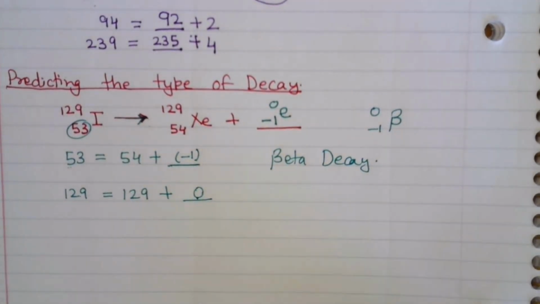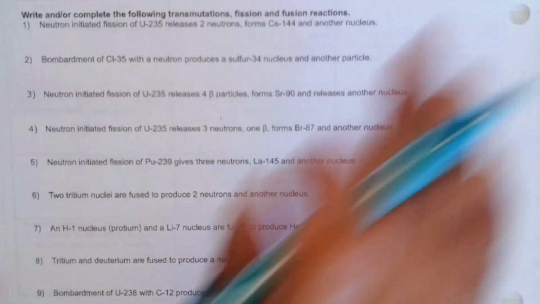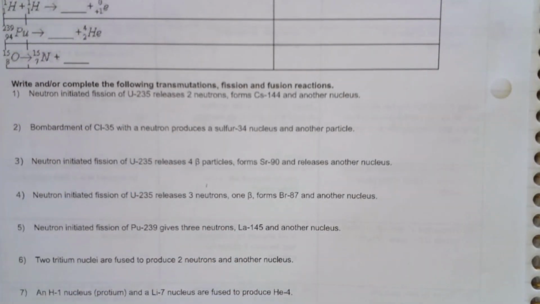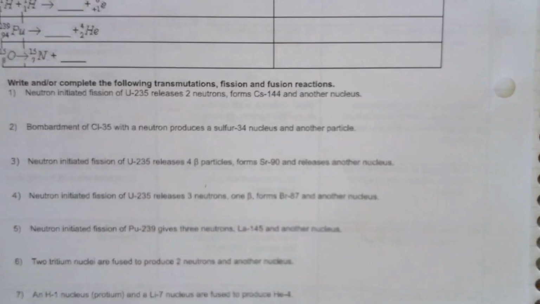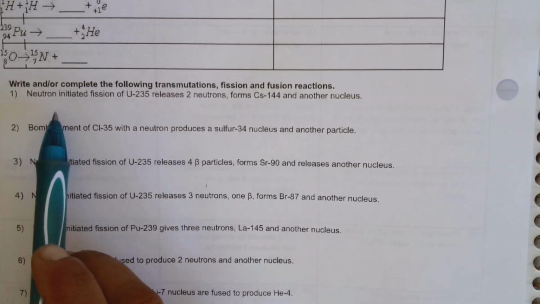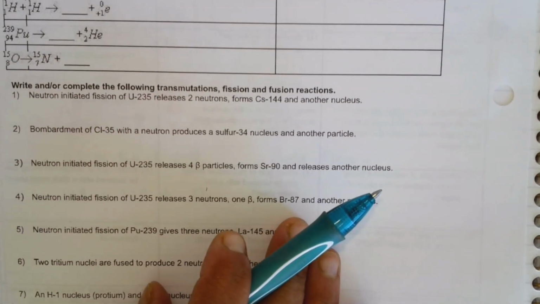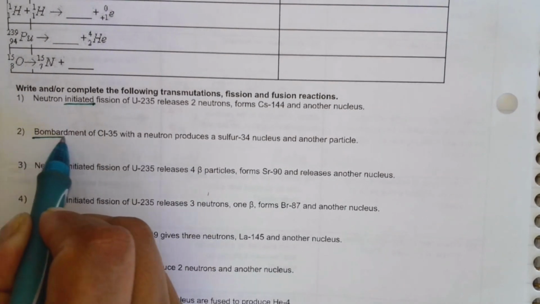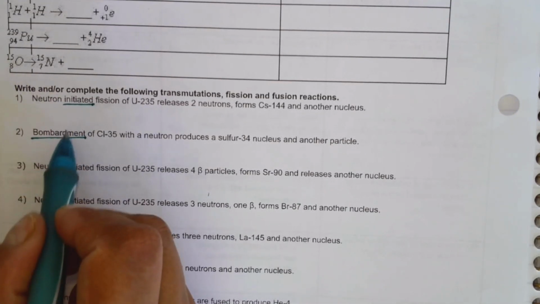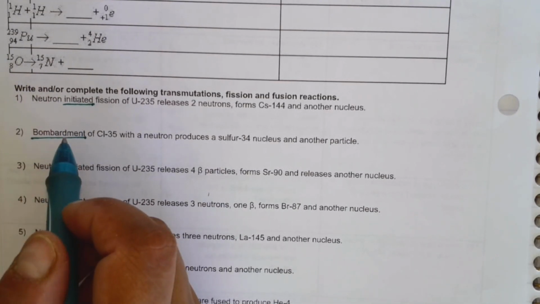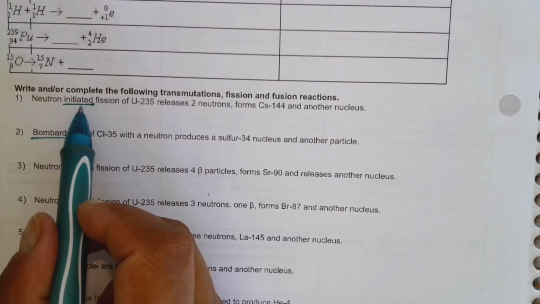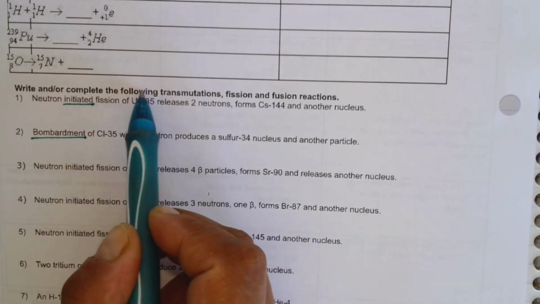Okay. Now let's try to do some problems from the worksheet, right? So I'm going to talk about the neutron initiated fission reaction. Remember, fission is when a bigger nucleus splits into smaller nuclei, right? So whenever you see the word initiated or bombardment, these are the two things that you need to look for before you write the nuclear equation. Initiated and bombardment means the particle was hit on the parent nucleus.